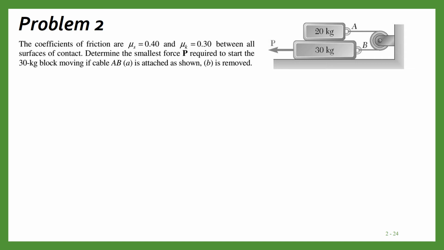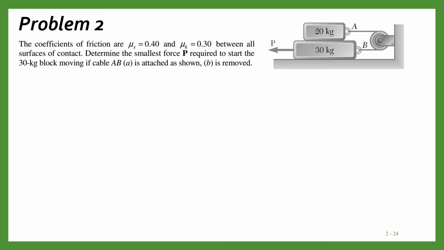Friction. So this is our problem. There are two blocks and they are attached with a cable, and this force is applied. So we are given coefficients of friction, static as well as kinetic, and we have to determine the force P required to start the motion of this 30 kg block, okay, when this cable is attached, and the second part when this cable is removed, okay. So let us start. So first we will do the first part A.